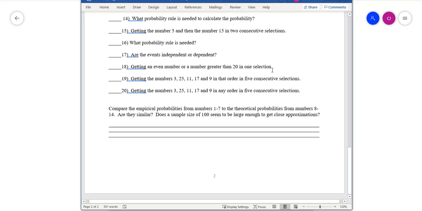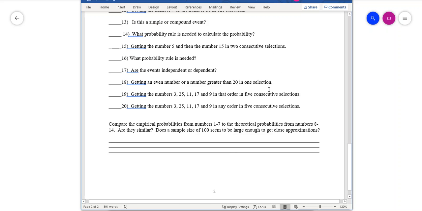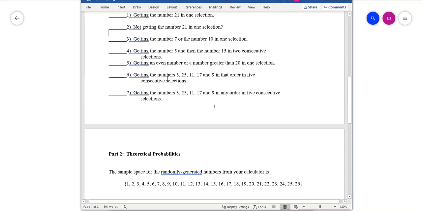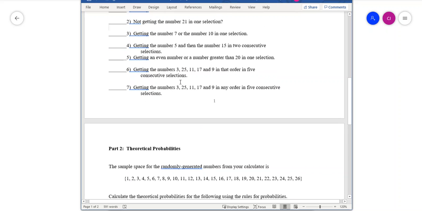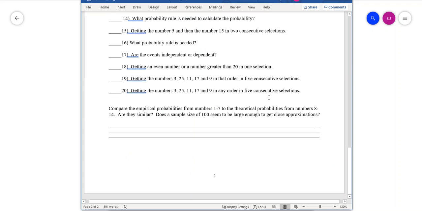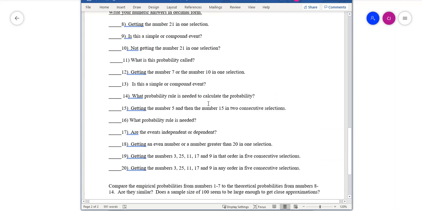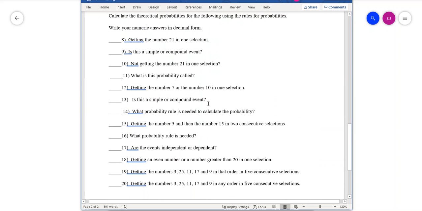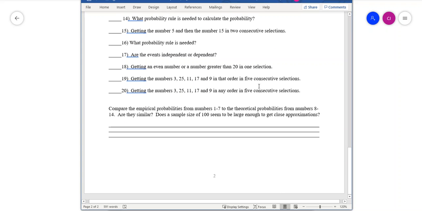Getting an even number or a number greater than, we solved that up there. And then I added a couple in here. Getting these numbers in that order in 5 consecutive selections. Okay, there they are. And then this one in any order. So they are all the same problems, just adding in some questions about the rules and the procedures. And then at the end here, you just have to answer this question.